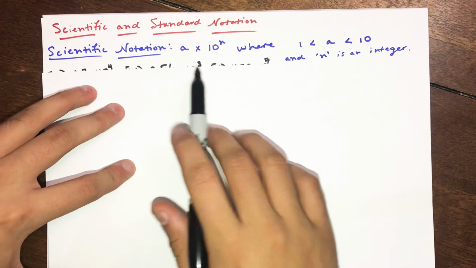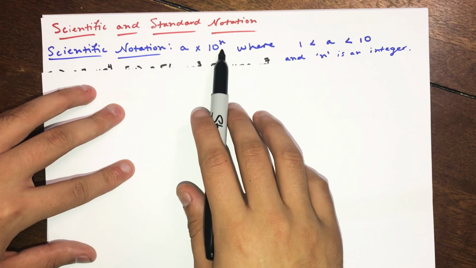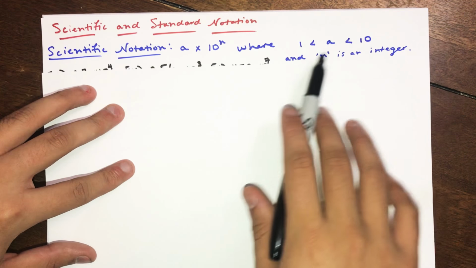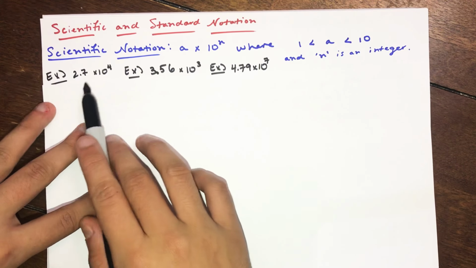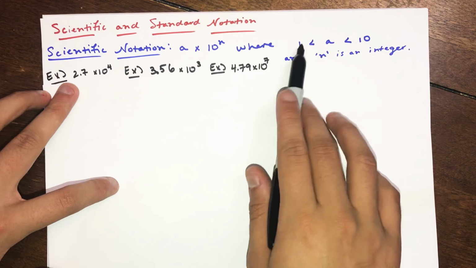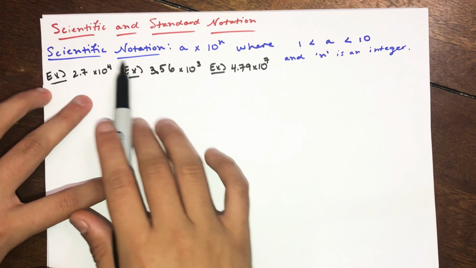Scientific notation is when you have a number a times 10 to the n, where a is in between 1 and 10, and the n is an integer. For example, 2.7 times 10 to the 4. 2.7 is in between 1 and 10, and times 10 to the 4, 4 is an integer. This is scientific notation.